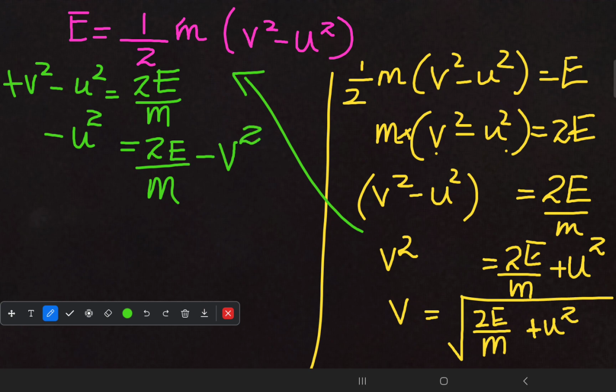Okay, negative v square. After that, here you can see there is a hidden multiplication, that is negative 1. As I already told you, if there is any positive mark before the square function, no problem. If there is any negative value, you have to be concerned about it. So, I can write this negative u square as negative 1 u square, because hiddenly there is a 1 here. That equals 2e upon m minus v square.